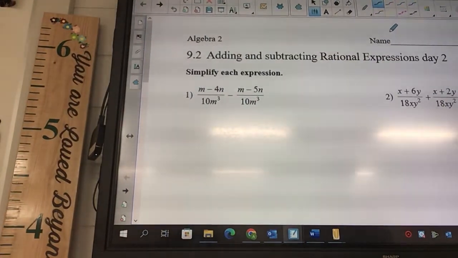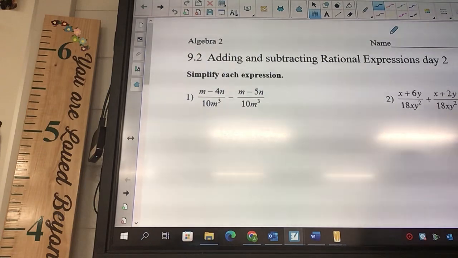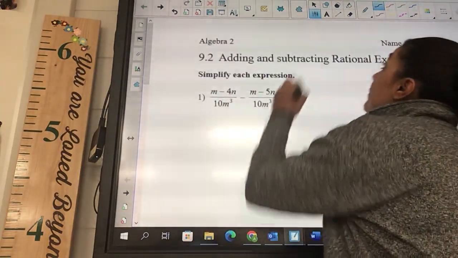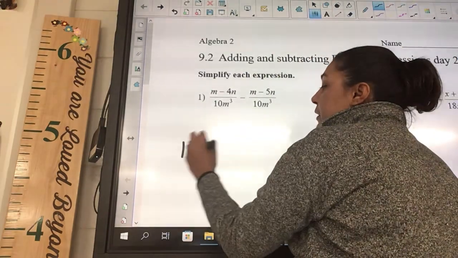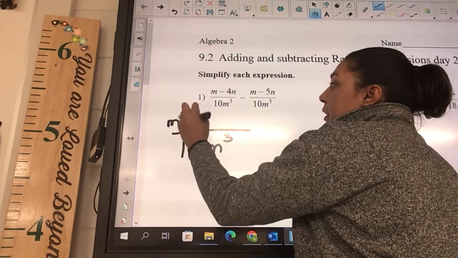So, what'd you say now? What's the official name for the bottom? Denominator. Okay, are the denominators the same? Yeah. Yeah, so we can put them under 1. So we got 10m^3. And on the top, it's going to look like m minus 4n.